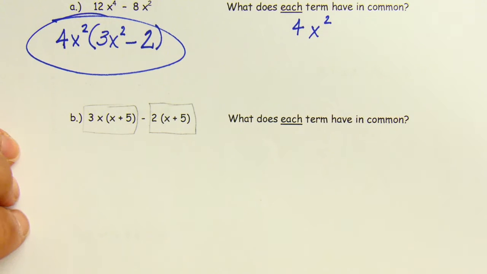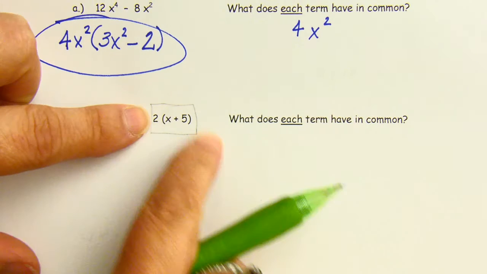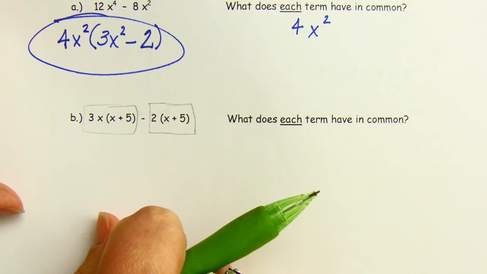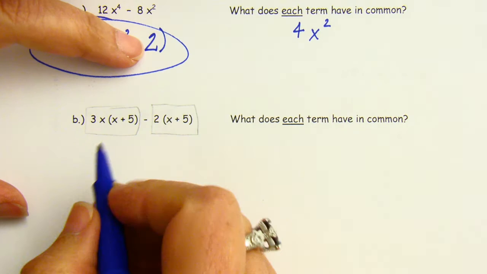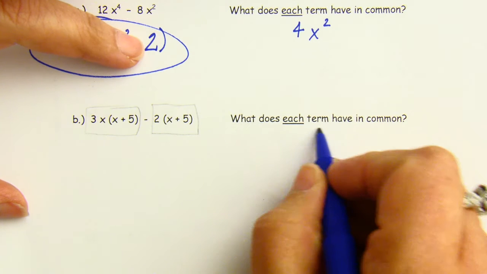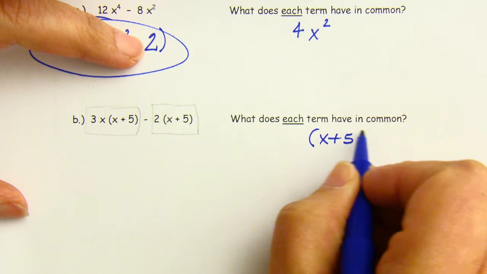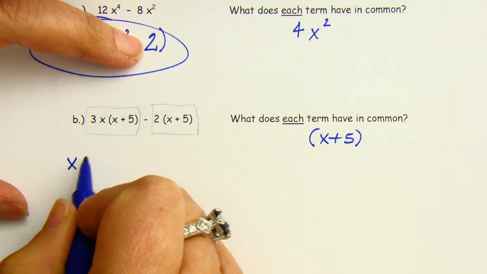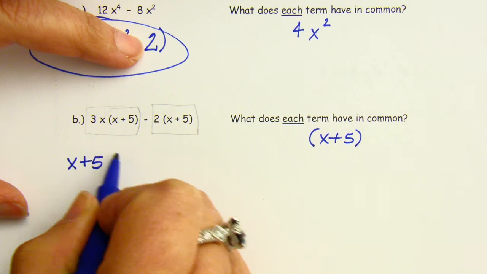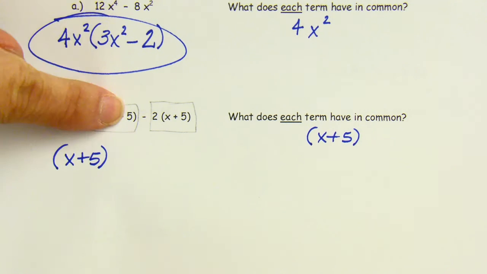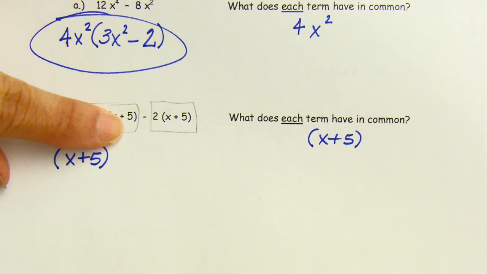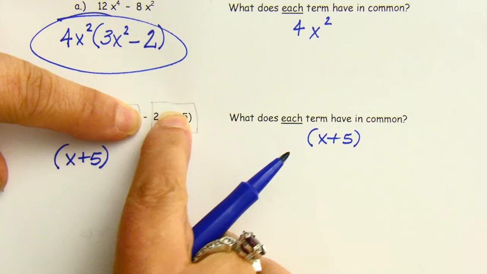Okay? So what does this term and this term have in common? Well, if you said quantity x plus 5, you are correct. So that is my GCF. They each have an x plus 5 in common. So I take it out just one time. Factor means divide. I'm going to divide this term by this, and then I'm going to divide this term by this.